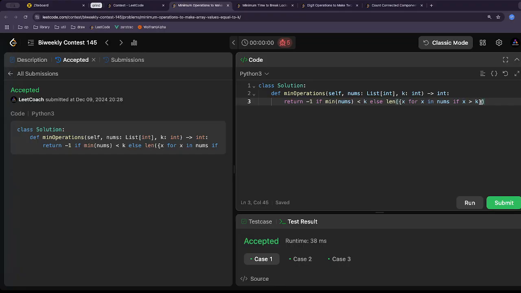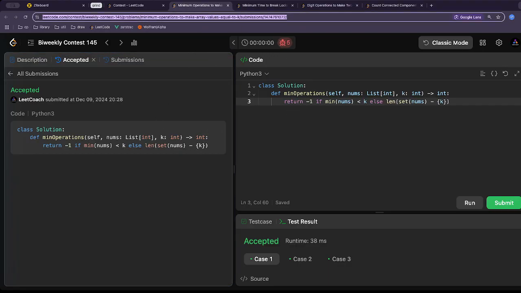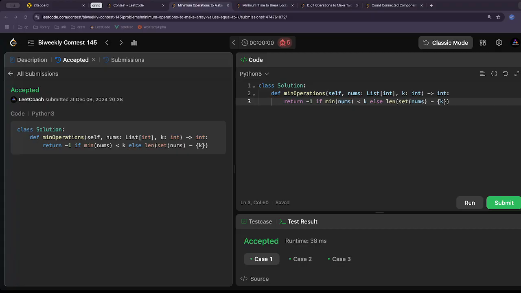A slightly different implementation would be to do this and then subtract the set that has k. This is the difference of a set, so if it doesn't have k, it's not going to do anything. So this should also do what we want, and it's a little shorter. Cool. Thumbs up. So here's my solution in case you want to check it out.